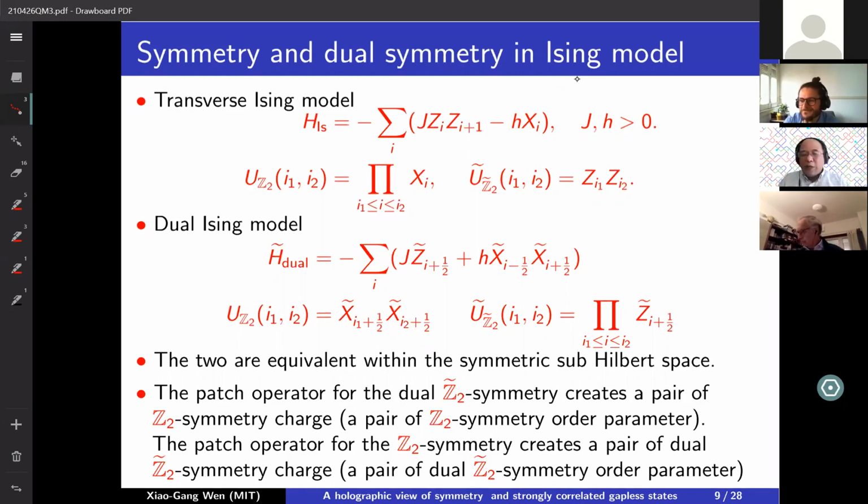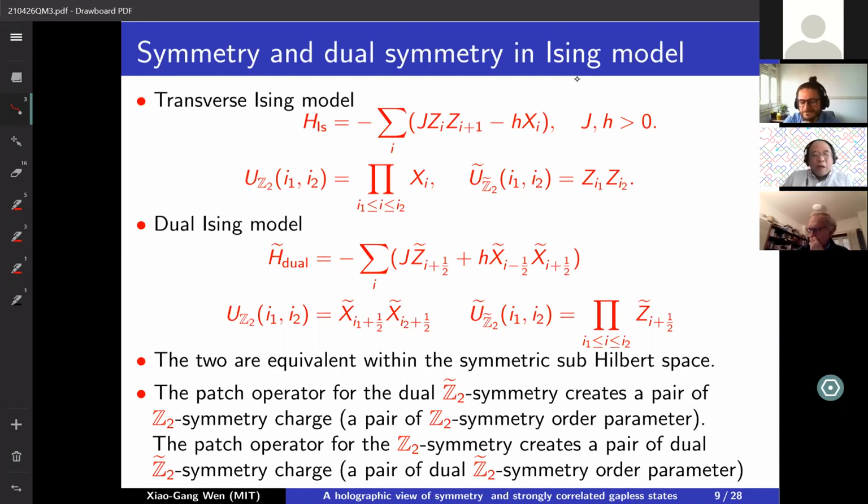In terms of operator algebra, I basically say that these two symmetries define the same operator algebra. Then the dual model and the original model are just different representations of the same operator algebra, and the operator algebra will determine everything.